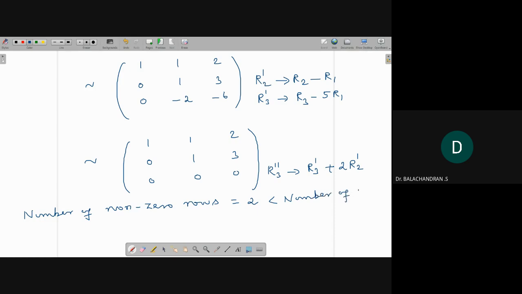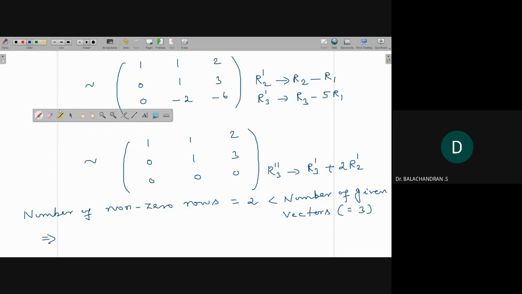Number of given vectors. We have 3 vectors, x1, x2, x3. So this is actually equal to 3. So this implies, by method 2, we can check the vectors are linearly dependent.